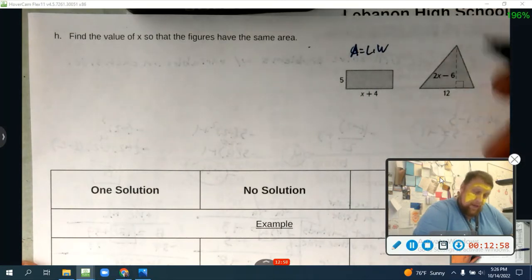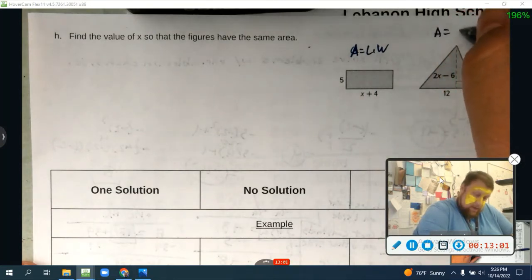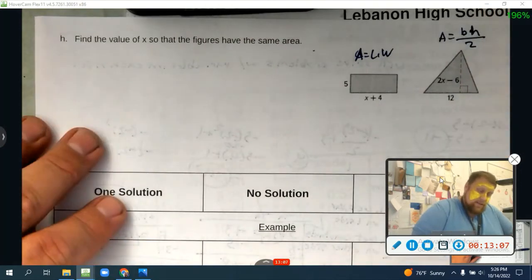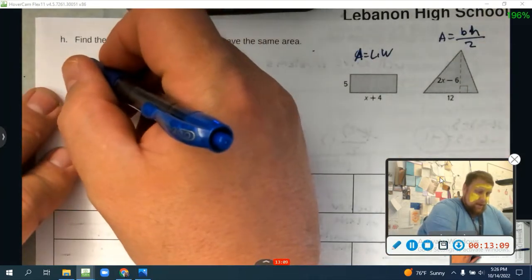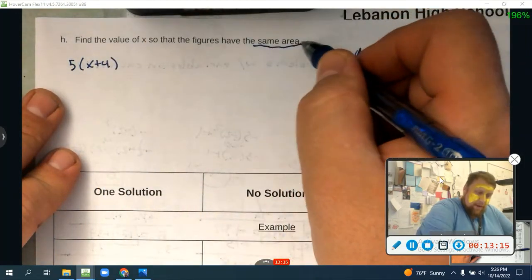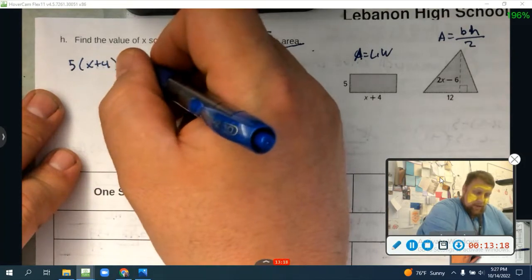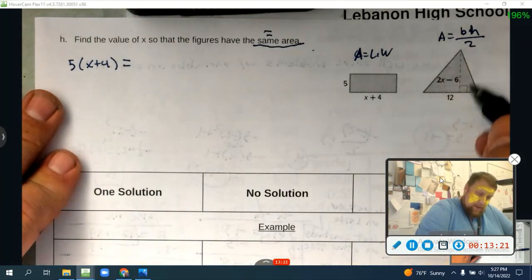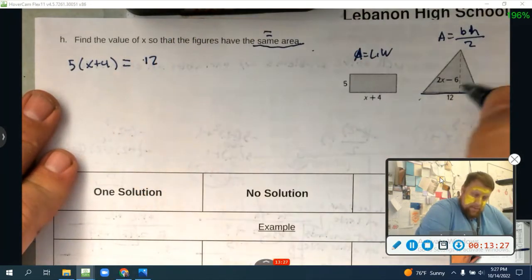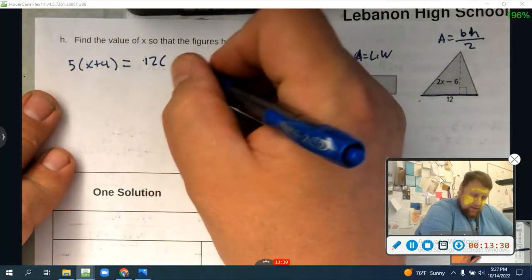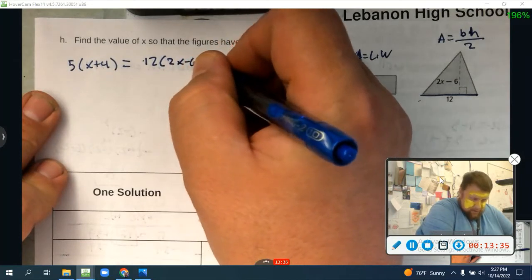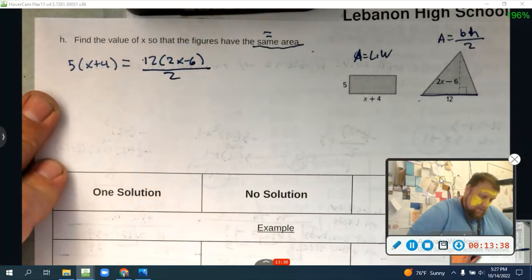The area of a triangle is area equals base times height all over 2. So let's set this up. What's my length times width over here? It's going to be 5 times x plus 4. And it wants to know when those areas are the same. Same means equal. So equals, let's see, base, the base is this bottom, so 12. My height is what? 2x minus 6. I'll put that in parentheses, and we're going to divide that whole thing by 2.